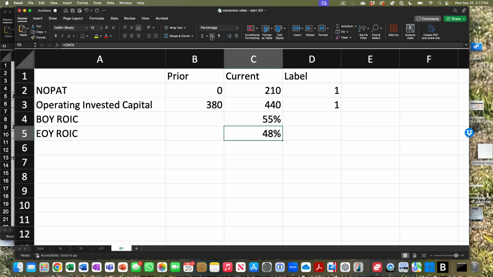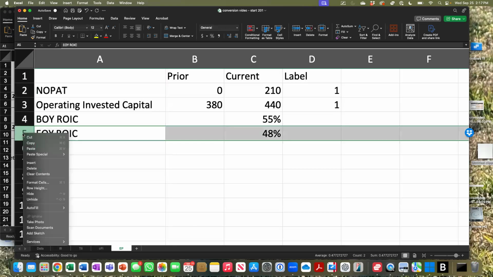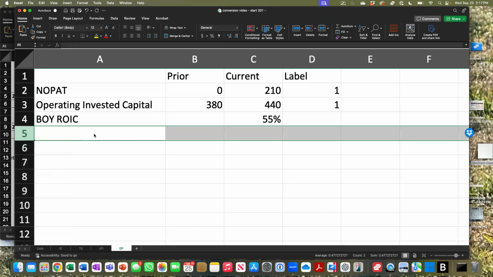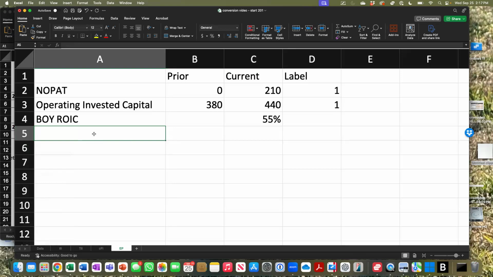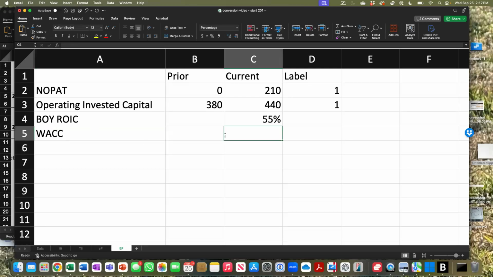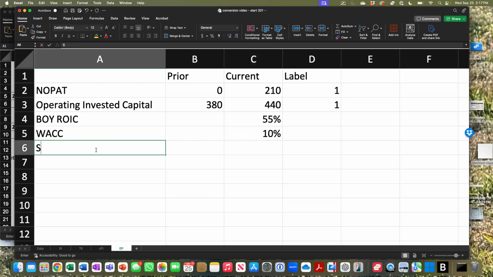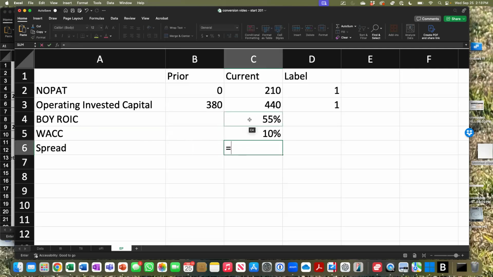But for this assignment, I'm telling you to use beginning of year ROIC, and this is the method. I'm going to eliminate row 5 just so it's not confusing here. I'm also then going to give you a cost of capital, hurdle rate, or WACC. Let's say I give you 10%. Then we're going to have a spread of 55 minus the 10, which means I did 45% better than my WACC.